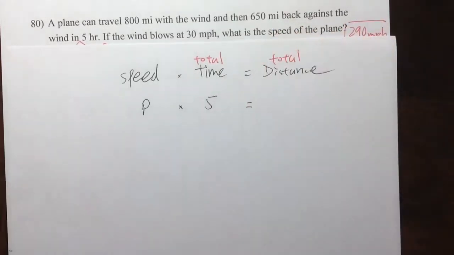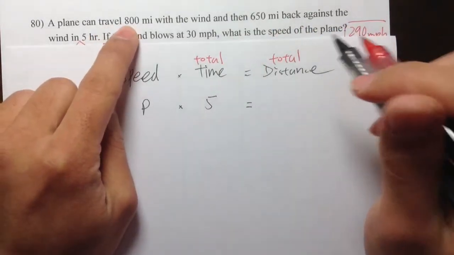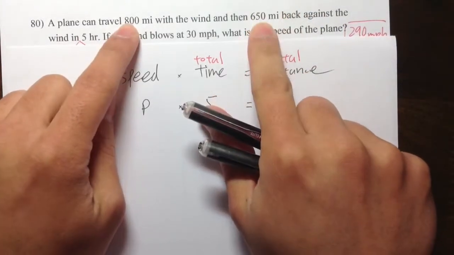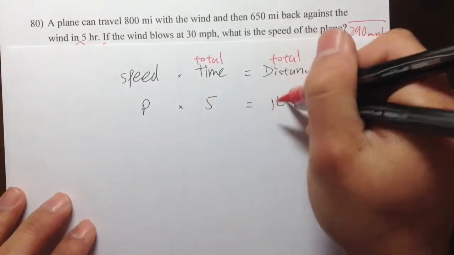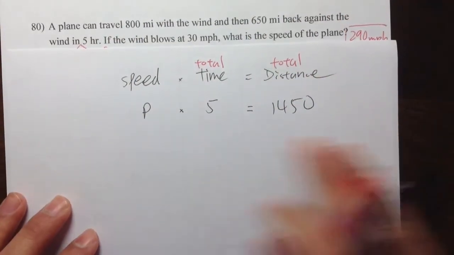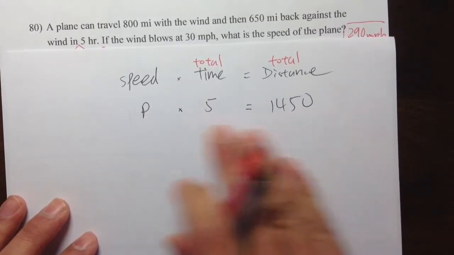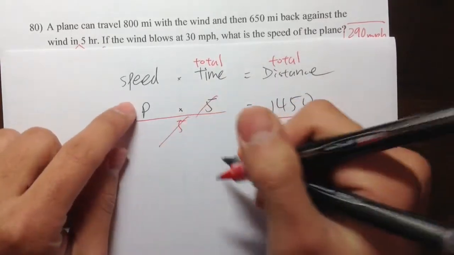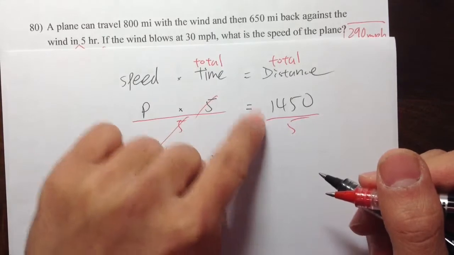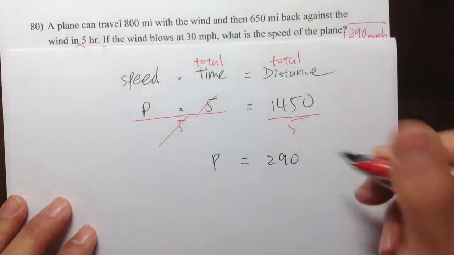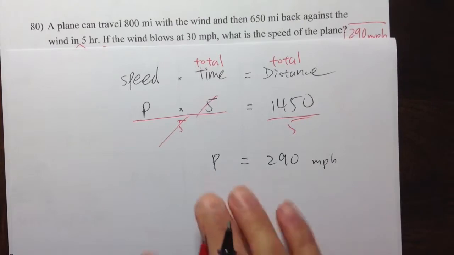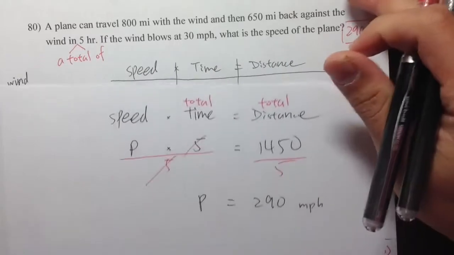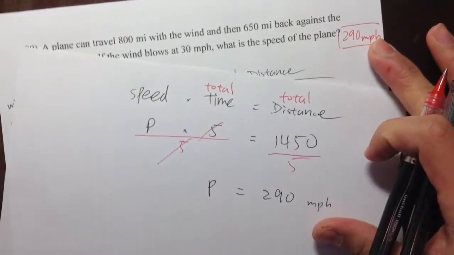How about the total distance? He traveled the first trip 800 miles and the second trip 650 miles. And what's 800 plus 650? 1450, right? That's my equation. P times 5 is equal to 1450. And how do you solve for P? Let me divide both sides by 5. So the 5 cancels. I will get P is equal to, if we do the division here, 290. So again, the airplane was going at a 290 mile per hour speed. And as you can see, that's exactly the same answer as the one that we got earlier.